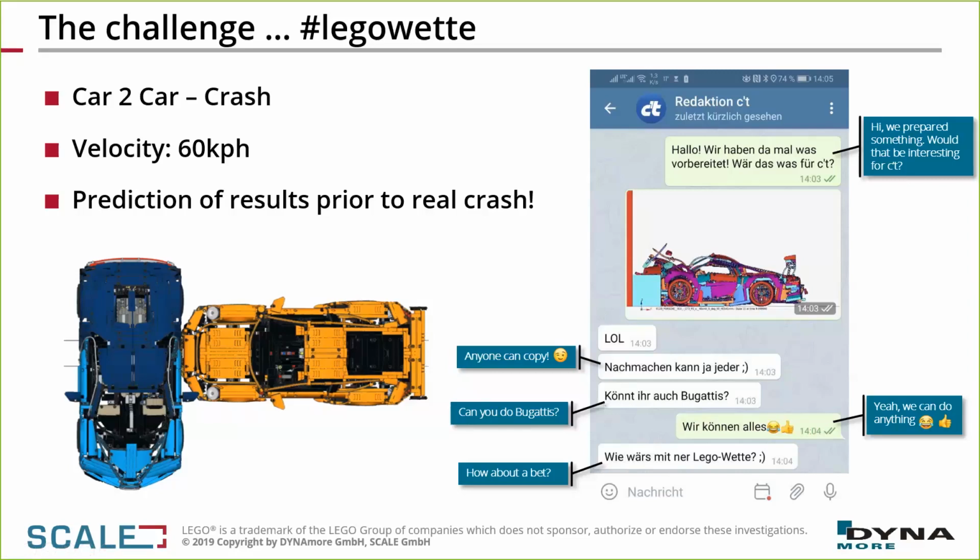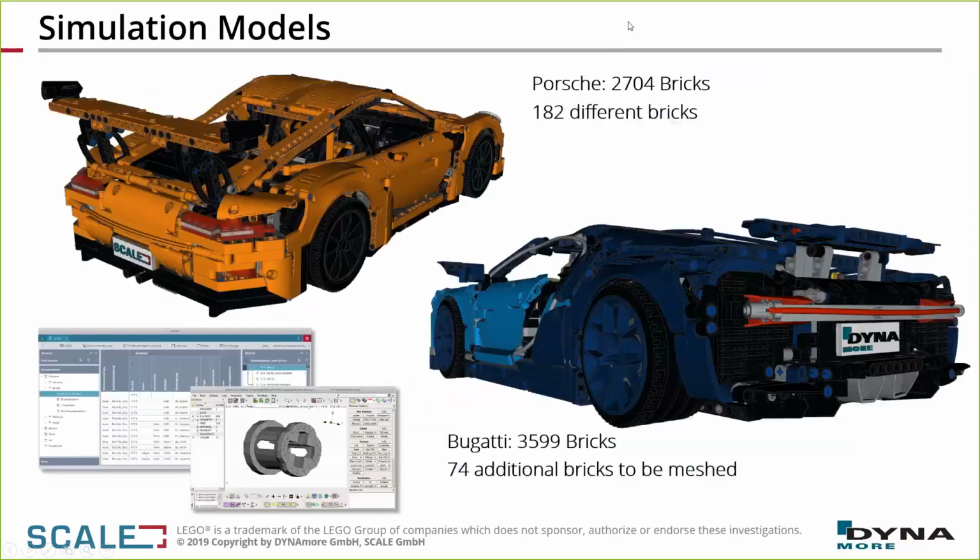This is the Bugatti, and it's an even bigger model. And we said, well, we can. And they said, how about something more? Let's do a car-to-car crash, where the Porsche will hit the Bugatti. And you have to predict the results without seeing the crash up front. And we said, well, yes, we can do that. And we took the bet, and that was when we started to model the Bugatti.